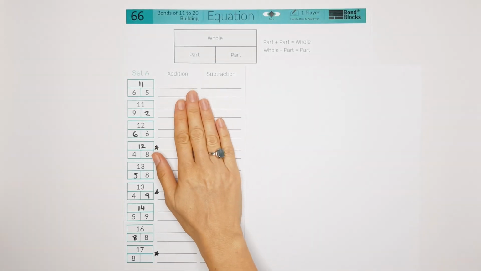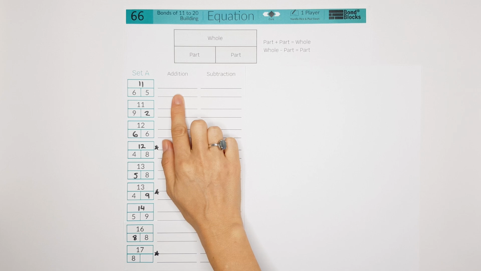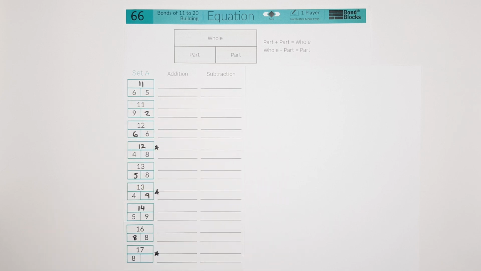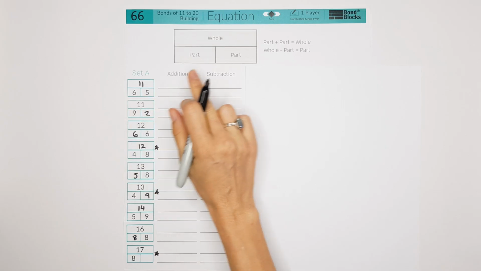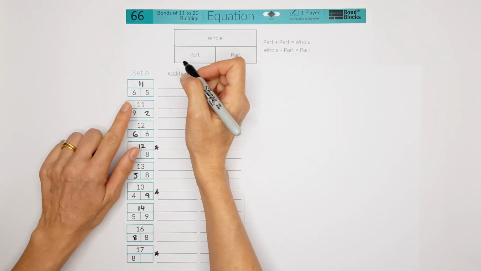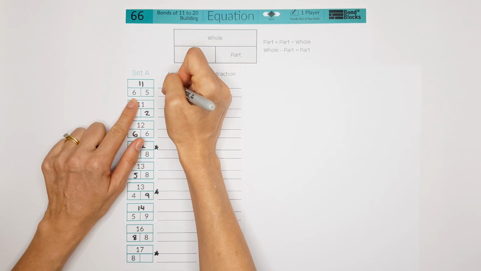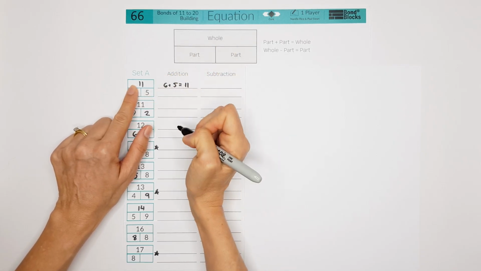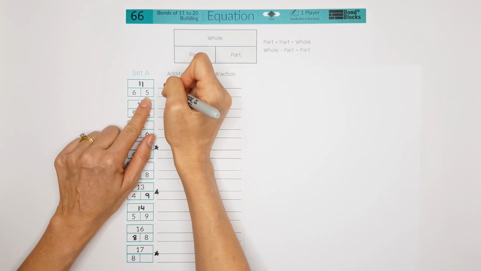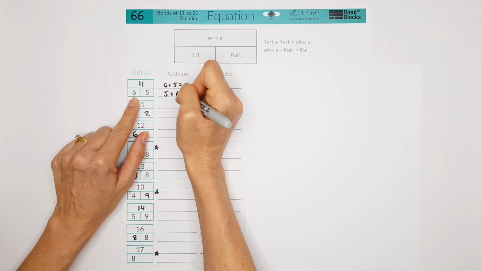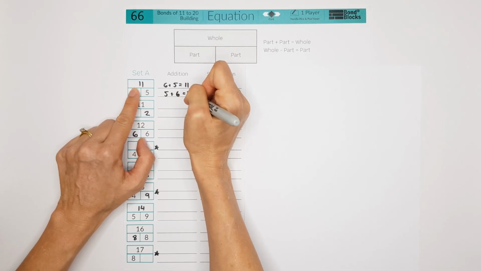The next thing we're going to do is fill in the related addition and subtraction equations for each part-whole diagram. So for addition, it's part add part equals whole. So it would be 6 add 5 equals 11. And then I rearrange the position of the parts to say 5 add 6 equals 11.